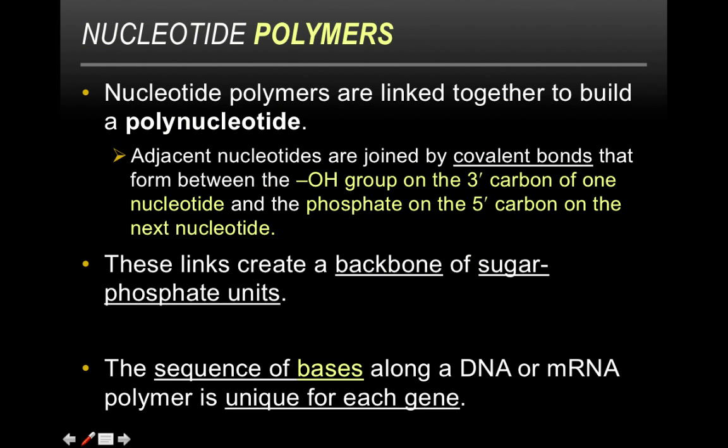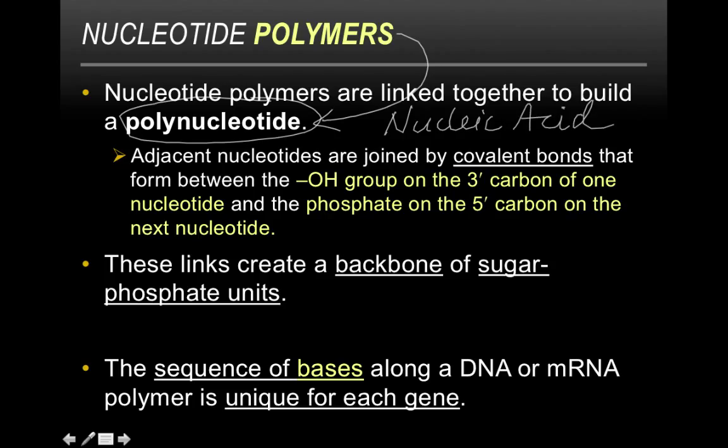Now that you know a bit about the nucleotide monomers, you can better understand how they join together to form a polymer, which is called a polynucleotide, built from many nucleotides. In other words, a nucleic acid. Nucleic acids are built from thousands or even millions of nucleotides joined together.